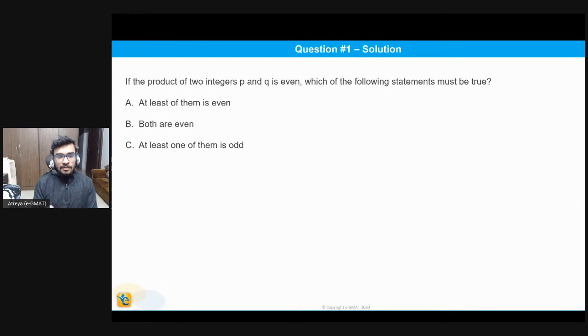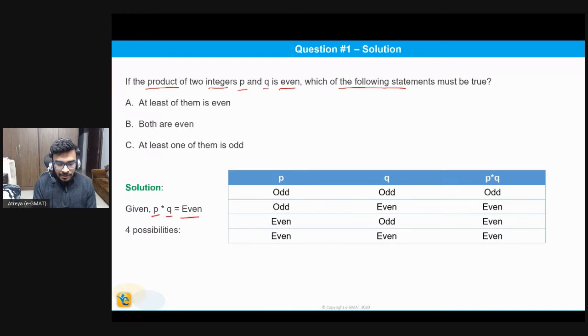Now, in the first question, I'm going to take some time because it's really important for all of you to understand the rest of the session. So let's take some time to understand this question. The question asks me, if the product of two integers p and q is even, which of the following statements must be true? So I'm looking for a statement that is definitely true. Now it's given that p times q is an even number. So what are the different possibilities that p and q can take? The different possibilities are p can either be odd or even, and similarly q can be odd or even. So we have a total of four possibilities as shown in the figure right here.